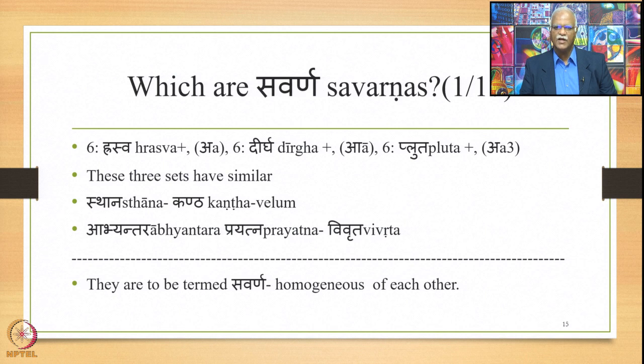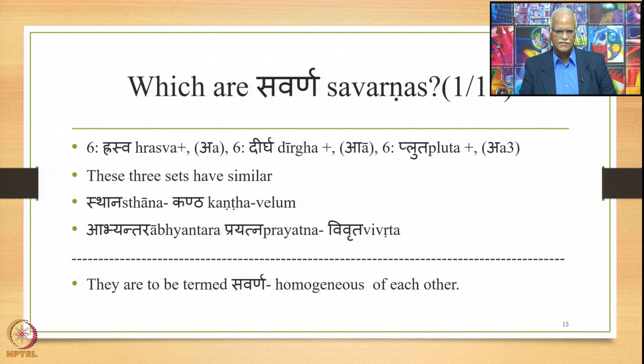As far as the traditional sound inventory is concerned, there are 18 types of a. 6 hrasva, having some other features as well, that's why this plus sign: hrasva plus udatta, anudatta, swarita, anunasika, ananunasika. 6 varieties of short a, 6 varieties of dirgha a: dirgha plus udatta, anudatta, swarita, anunasika, ananunasika. This is shown as a. And 6 varieties of pluta a plus udatta, anudatta, swarita, anunasika and ananunasika. This is shown as a 3.